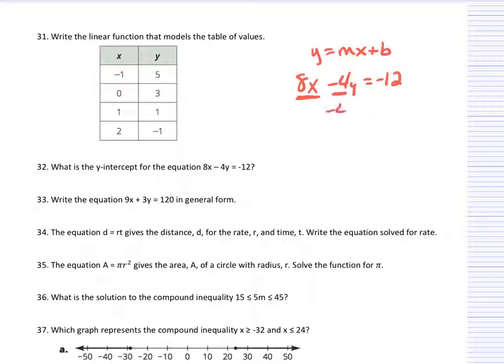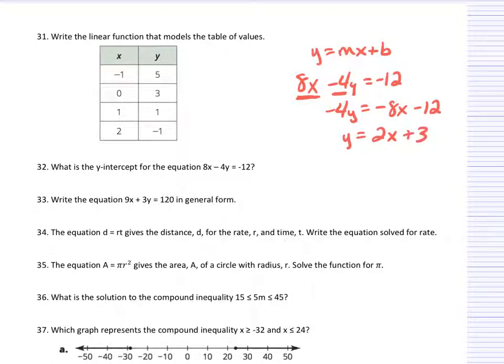So I would do an upside down t, and I would subtract 8x, which would give me a -8x on the other side, and I'm going to bring down my -12. The next step to get the y by itself would be to divide by -4. So -8 divided by -4 is a +2. -12 divided by -4 is a +3.